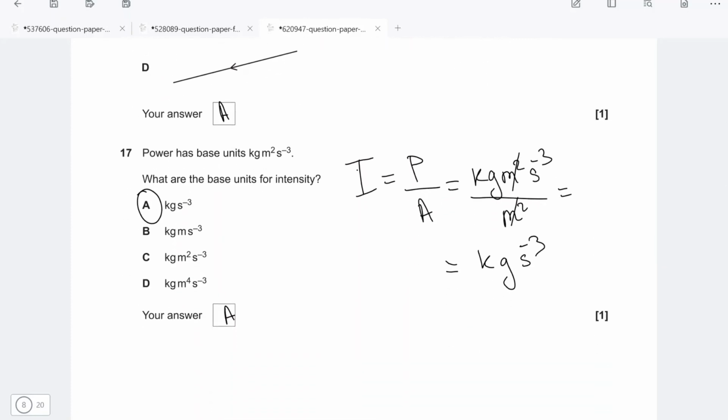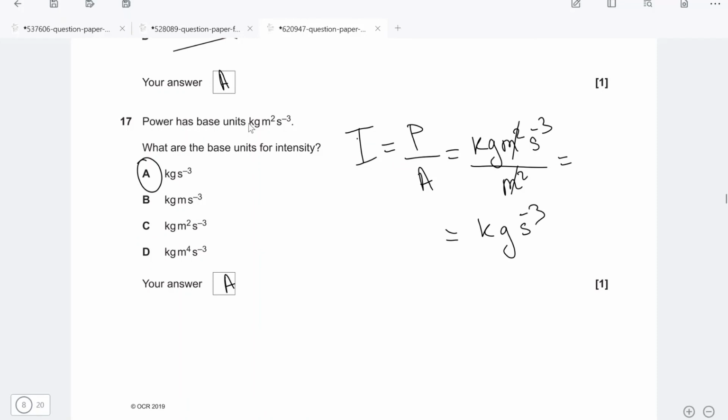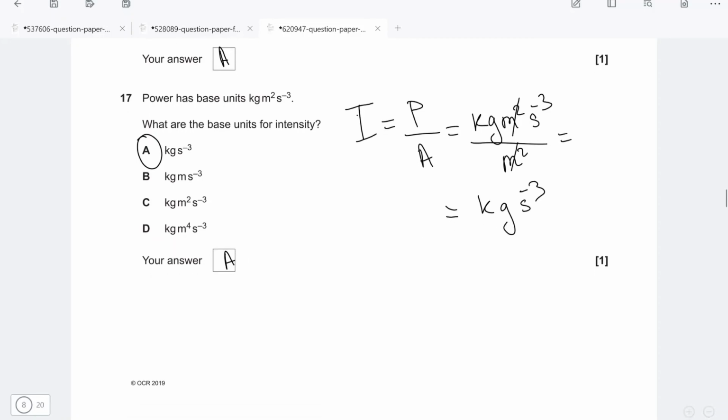Question 17, the power has units of kg m² s^-3, where these are the base units for intensity. Intensity is defined as the power transmitted per cross-sectional area, P divided by A. So it's going to be kilograms meters squared s to the power of -3, those are the units for power, divided by meter squared, and we're going to get kg s to the power of -3, which leads us to the correct answer being A.